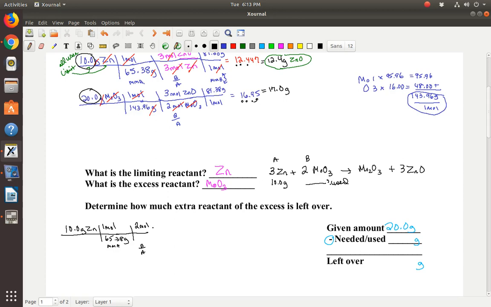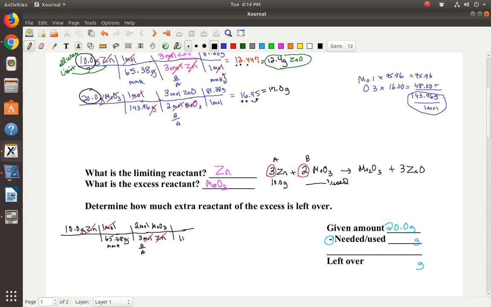2 moles of MoO3, and I get that from the coefficient again, to 3 moles of zinc. And I also get that from the coefficient. Okay, so cancel grams and grams, zinc and zinc, moles and moles, and then, since I'm asked for the mass, I'm going to have to change it into mass.